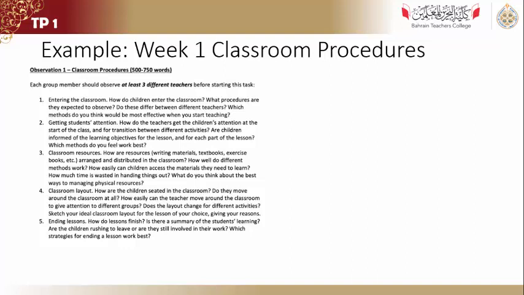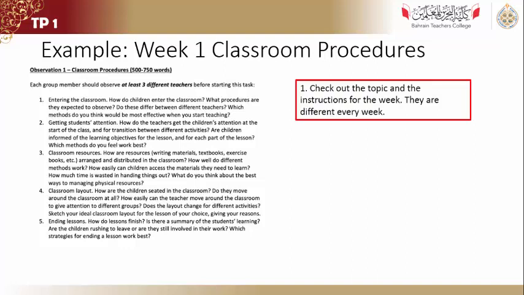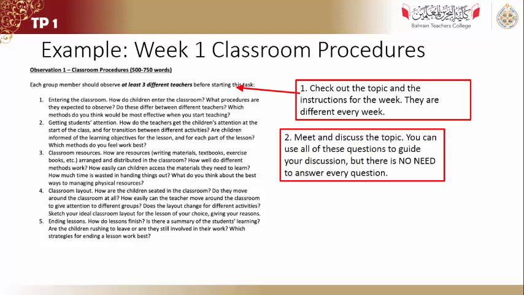Here's an example for you. In week 1 of TP, your observation report will be on classroom procedures. The observation guidelines give you several subtopics and a few questions within each topic. Make sure that you are clear about the topic for the week and what you have to observe. When you meet as a group in the middle of the week, you can use all these questions to help you to structure your discussion. But remember, your report should not simply be a list of answers to each question. It should be a coherent report on the broad topic.